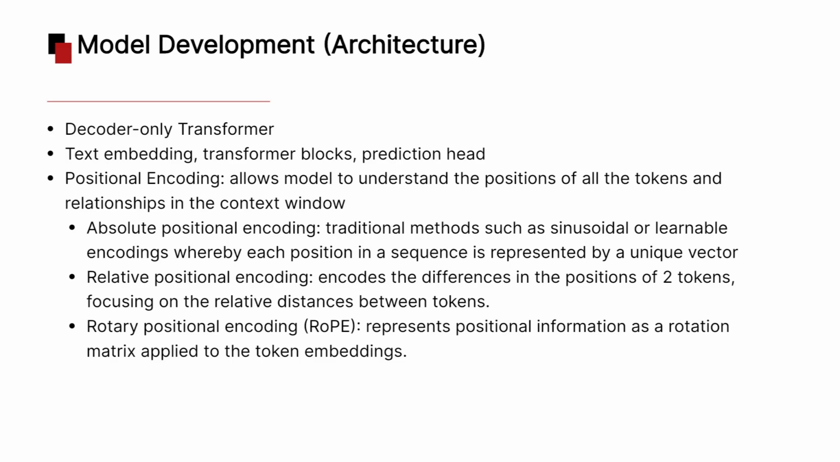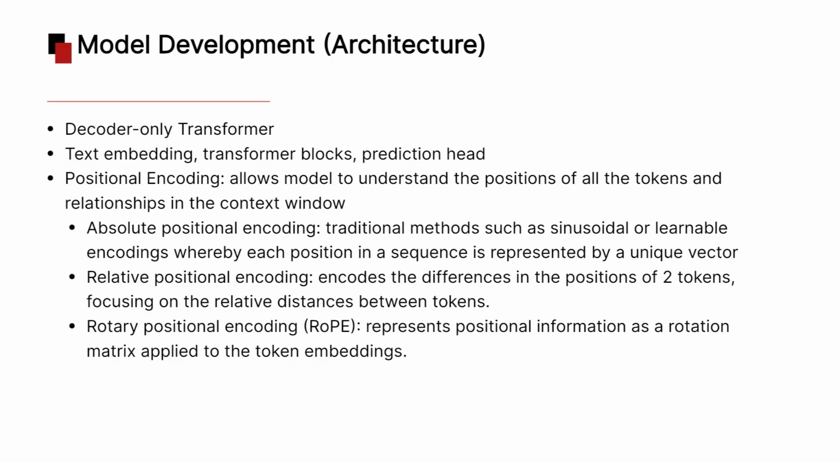These embeddings then pass through a stack of transformer blocks, each consisting of self-attention and feed-forward layers, enabling the model to capture both local and long-range dependencies in the conversation. At the end, a prediction head, typically a linear layer with a softmax, produces the probability distribution over the vocabulary for the next token. A key component here is positional encoding, which allows the model to understand word order and relationships across the context window.